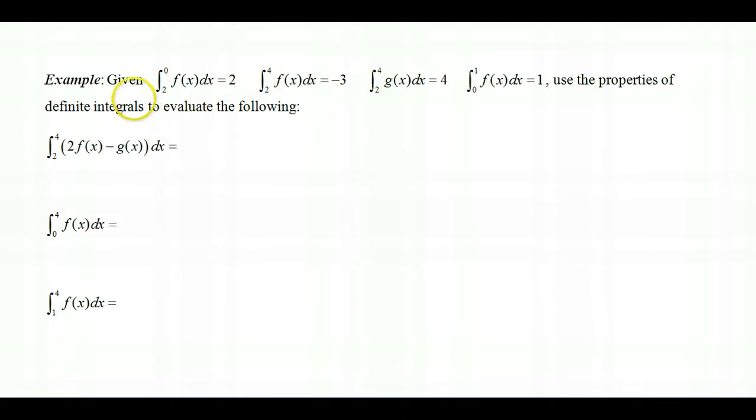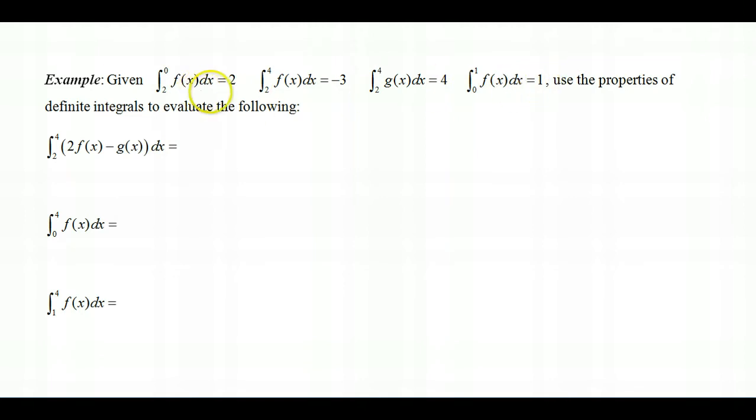Alright, let's look at an example. Here we're given the integral from 2 to 0 of f of x dx equals 2, the integral from 2 to 4 of f of x dx equals negative 3, the integral from 2 to 4 of g of x dx equals 4, and the integral from 0 to 1 of f of x dx equals 1.